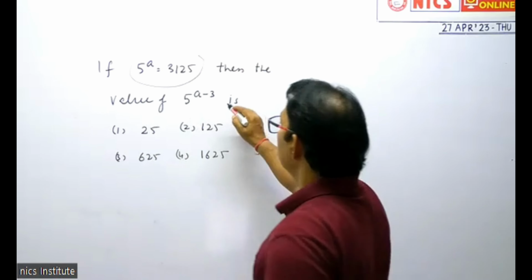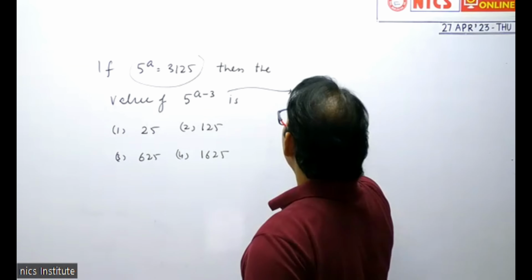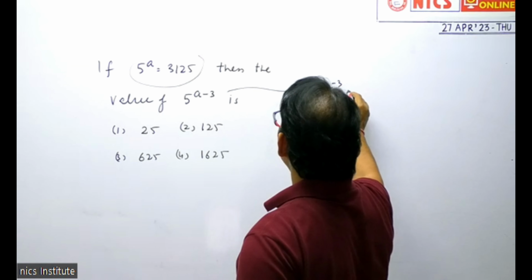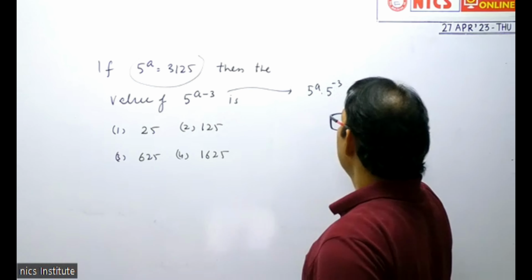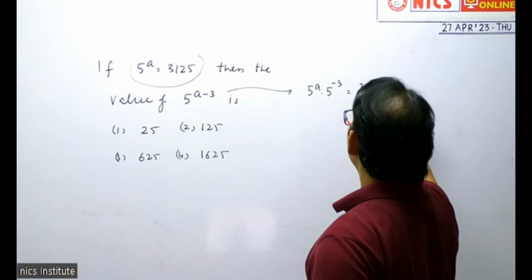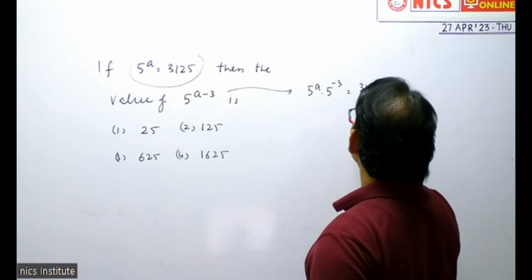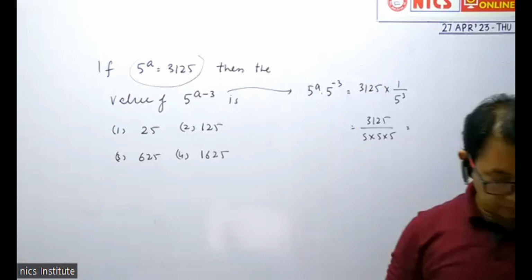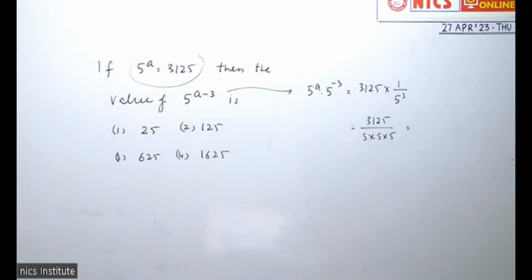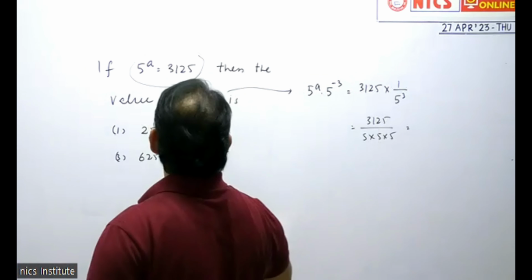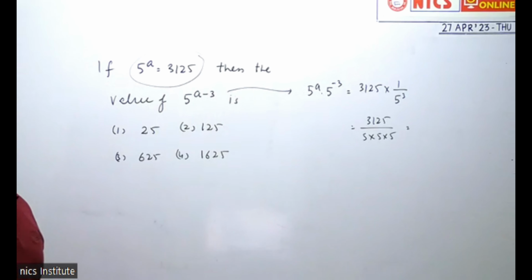So 5 to the power a, 5 to the power minus 3. 5 to the power a, we already know, is 3125, and this will become 5 to the power 3. So 3125 by 5 into 5 into 5, and you can solve this to get the answer. There will be simple questions like this also. So be careful, don't make silly mistakes, get them correct.